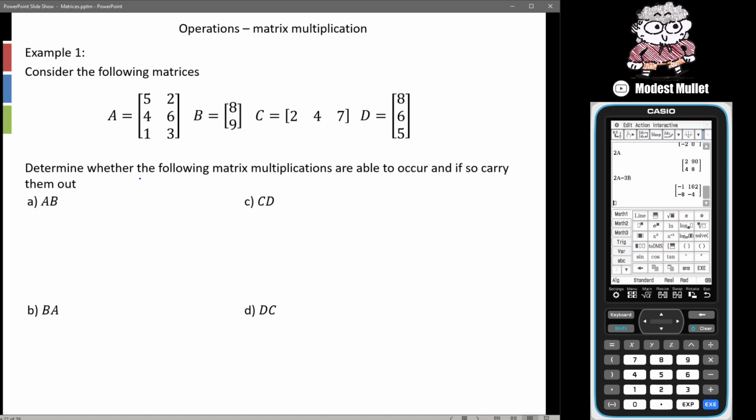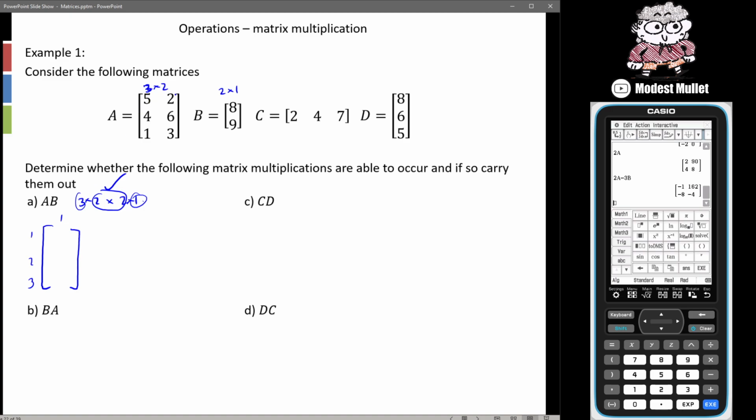Rightio. So let's do some examples. Determine whether or not the following matrix multiplications are able to occur, and if so, carry them out. Well, A by B. So A is a 3 by 2, and B is a 2 by 1. Okay, so I'm doing a 3 by 2 by 2 by 1. Inside match, so it gives me a tick, and that means my answer is going to be a 3 by 1. So 1, 2, 3. It's going to be 1 across.